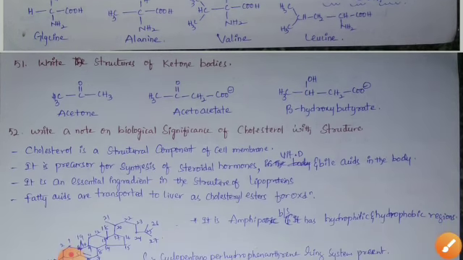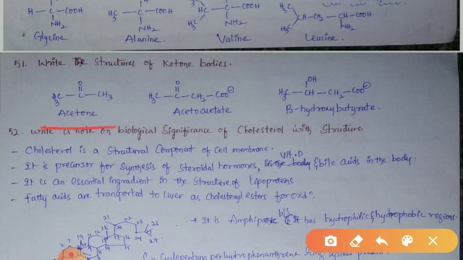Write the structures of ketone bodies. Acetone, acetoacetate and beta-hydroxybutyrate are the ketone bodies. These are the structures of ketone bodies respectively.